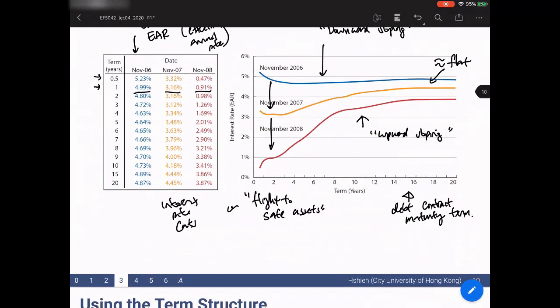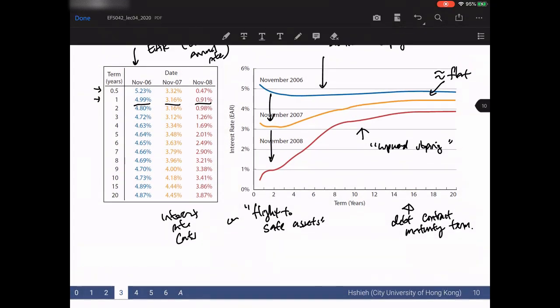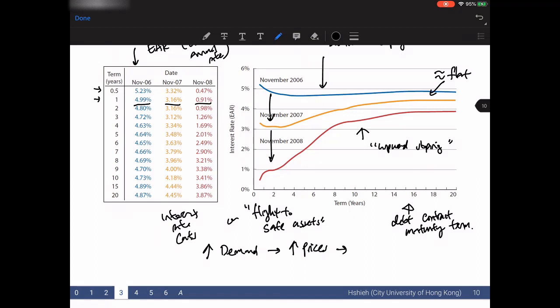Let me reiterate the mechanism through which this flight to safety impacts interest rates. If we have an increased demand for safe assets, that's going to lead to an increase in prices of those safe assets, and ultimately those interest rate offering institutions can reduce the return on those safe assets. So interest rates will decline.